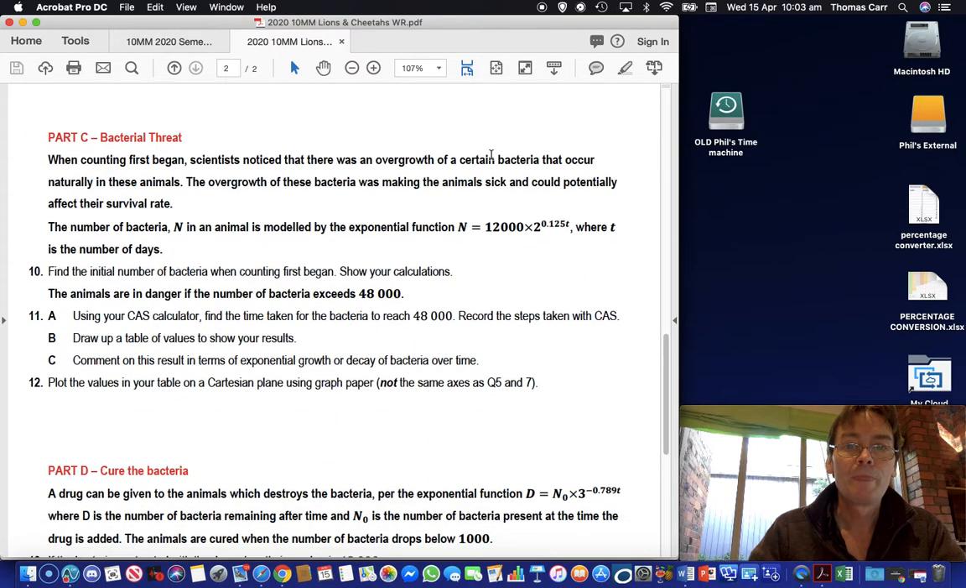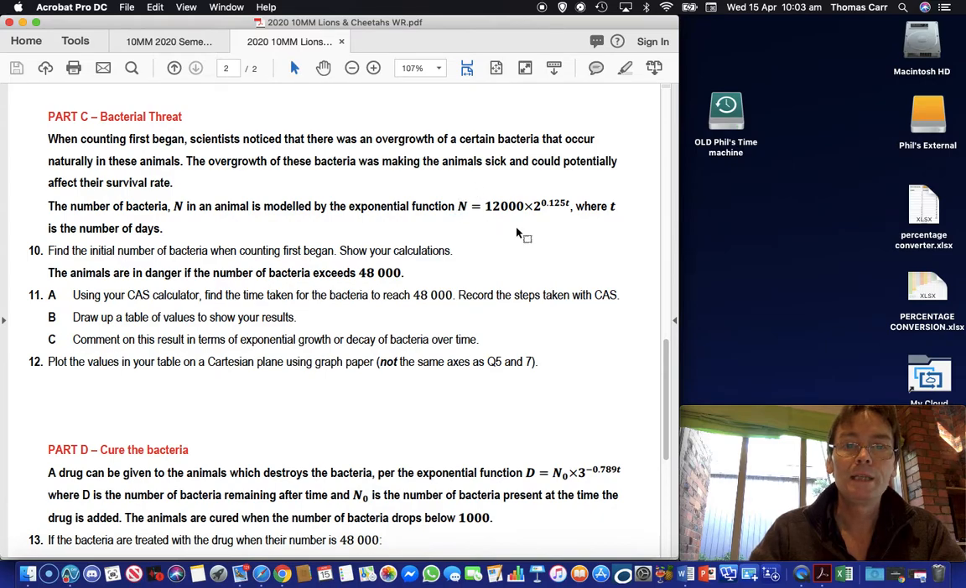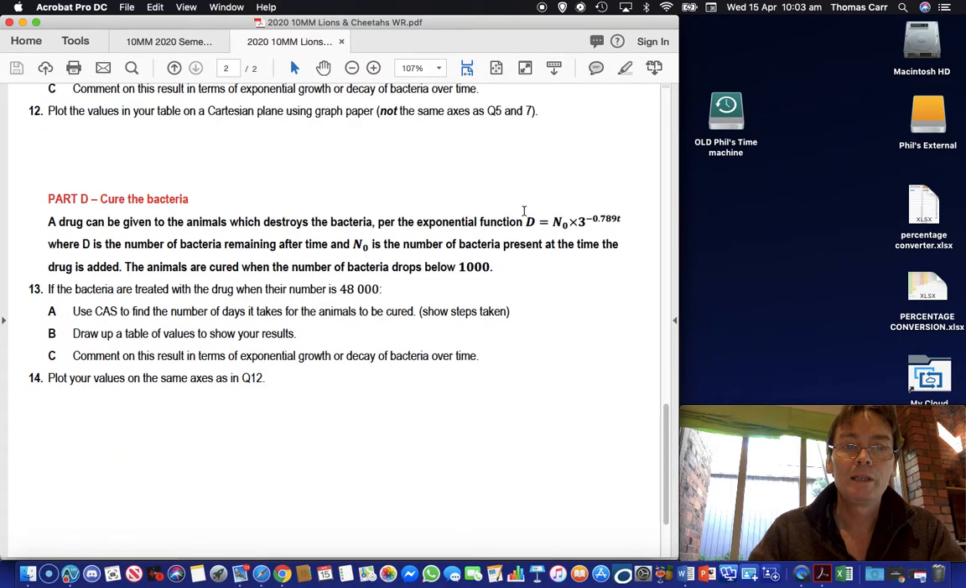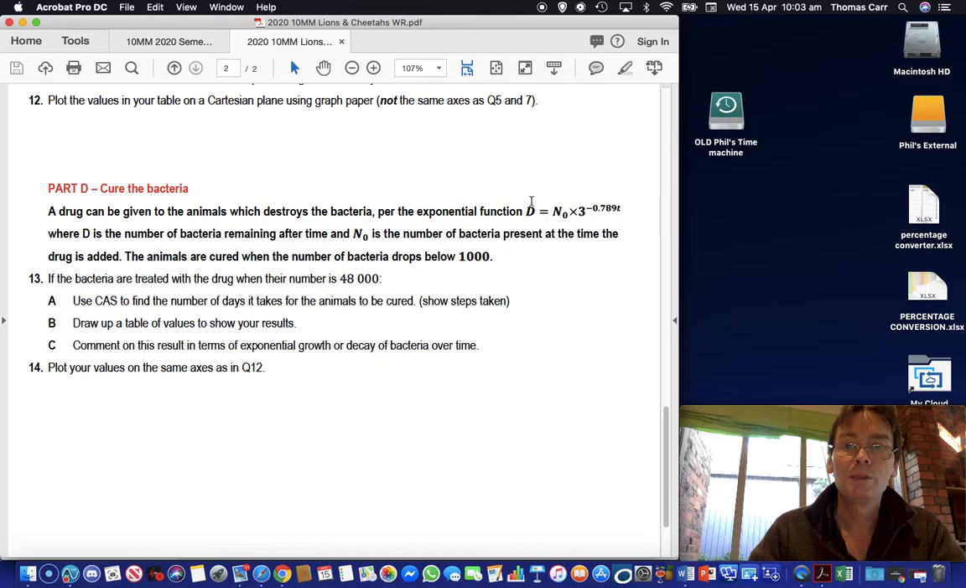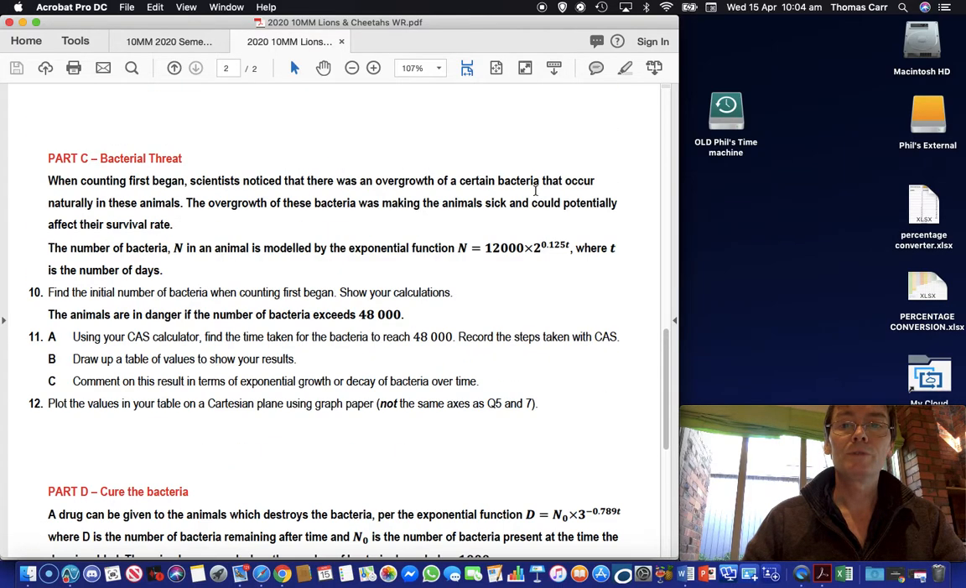In part C, we've got another model. This is N. This is the number of bacteria that are making an animal sick. T is the number of days this time. And then in part D, we've got a cure. So the number of bacteria, D, and we've got a T. And this one's got an extra one, it's N0. The number of bacteria when the drug gets added. So there's 4 different models there.